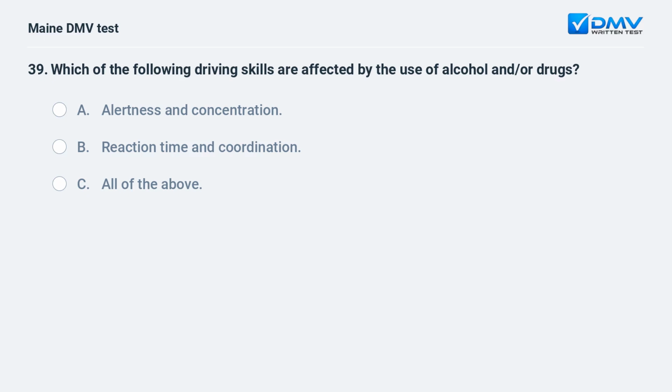Which of the following driving skills are affected by the use of alcohol and/or drugs? A. Alertness and concentration. B. Reaction time and coordination. C. All of the above.